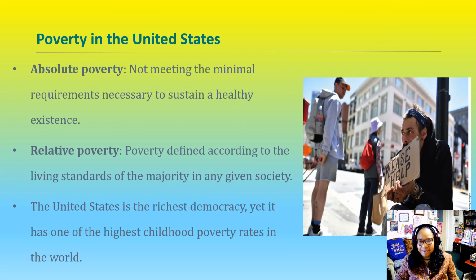Poverty in the United States. We have absolute poverty and we have relative poverty. Absolute poverty is not meeting the minimal requirements necessary to sustain a healthy existence, whereas relative poverty is poverty defined according to the living standards of the majority in a given society.